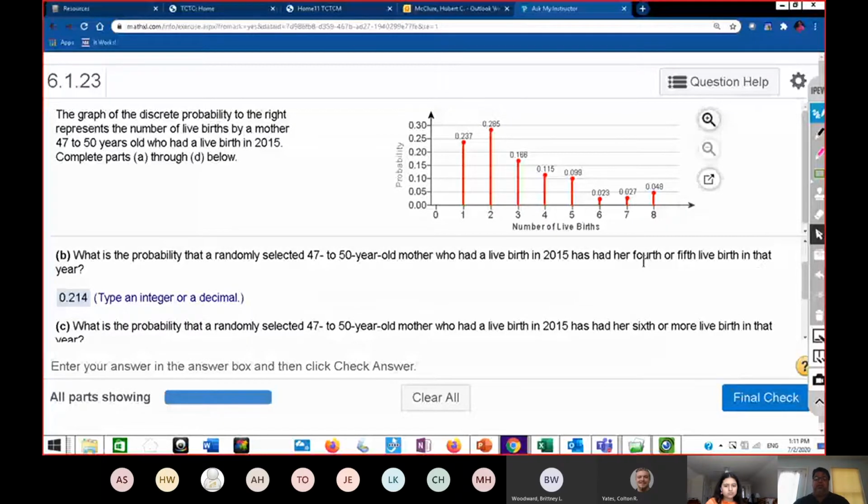Fourth or fifth. What's 0.115? What's 11 cents plus 9 cents? 20 cents. So it's going to be 0.20. And then that 9 and 5 is the 0.214. Somebody help me out. 0.214. Add those two together.